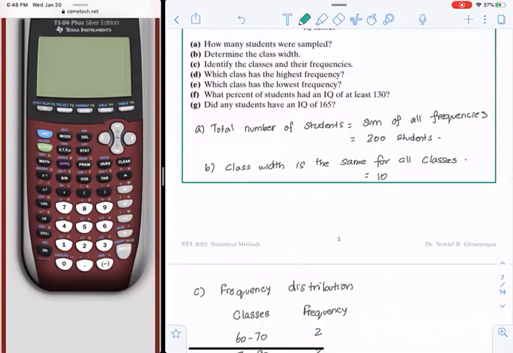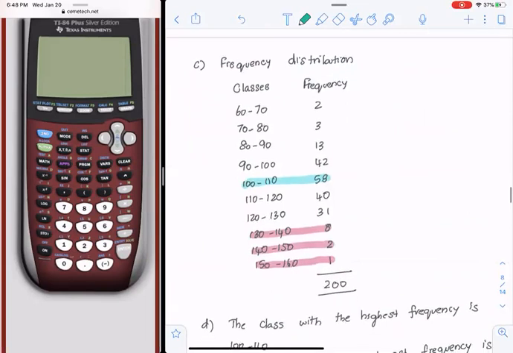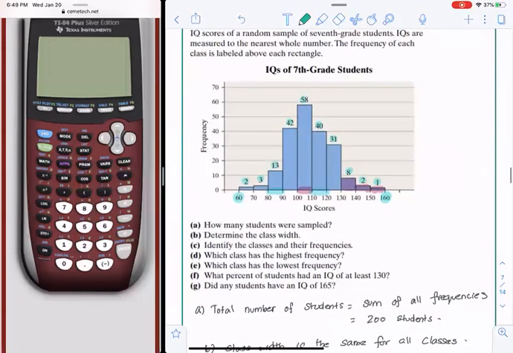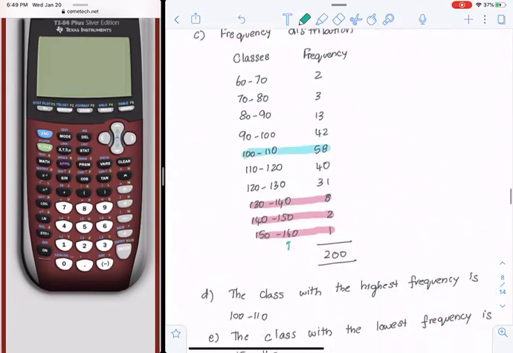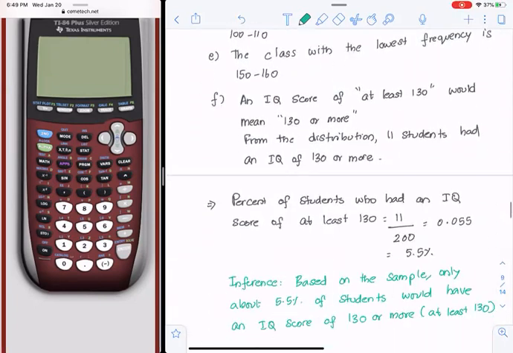And the last question wants to know, did any students have an IQ of 165? Again, we can look at the frequency distribution. It stops right at 160. So there is nothing past 160. You can also look at the graph. There is nothing here past 160. So the answer would be no.